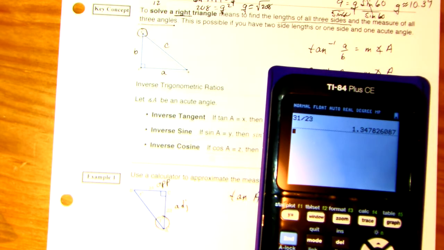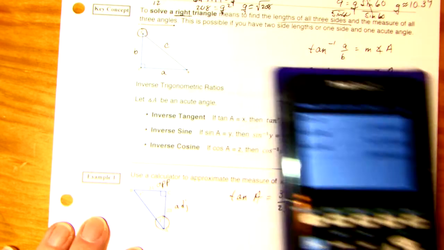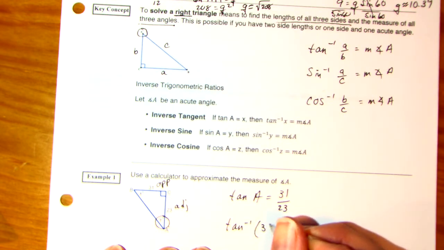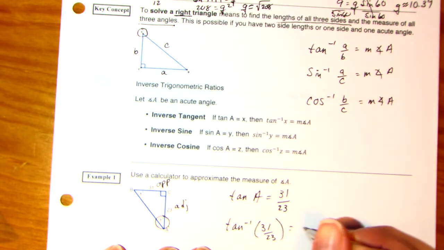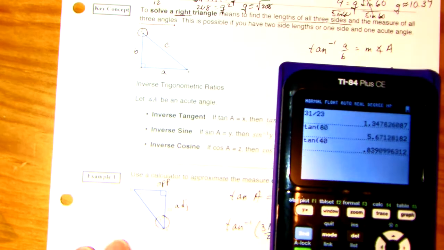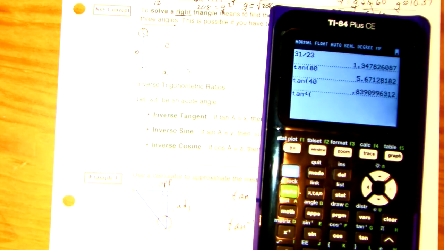Just do like guess. Tangent of 80 degrees. Too high. Tangent of 40 degrees. Too low. Okay, this can take forever. So do this instead. Tangent inverse of 31 over 23 is equal to the measure of angle A. So instead of just guessing and checking, which would be out of control, I'm going to do tangent inverse. So second tangent, and then 31 divided by 23. It's going to be about 53.4269 degrees.